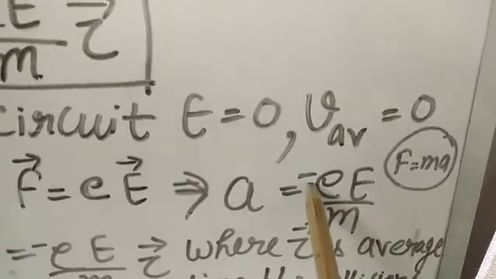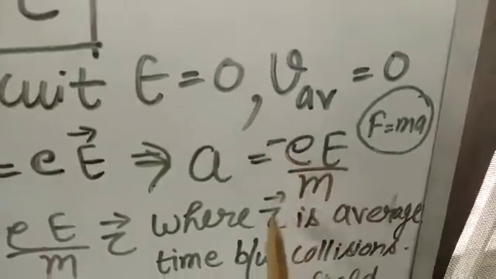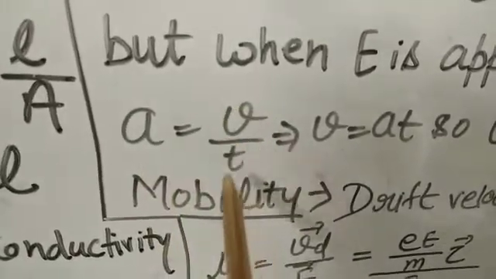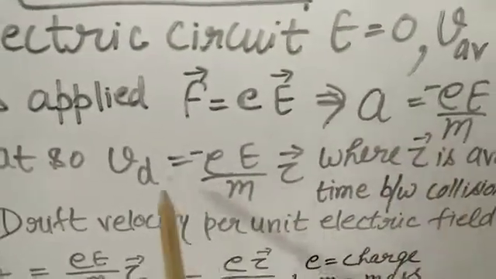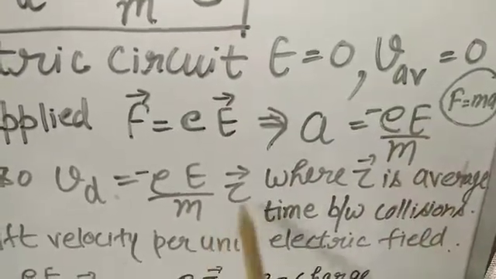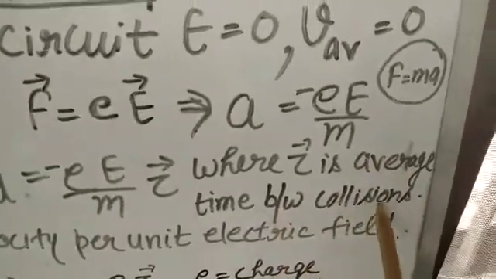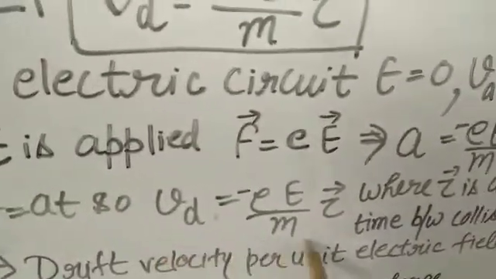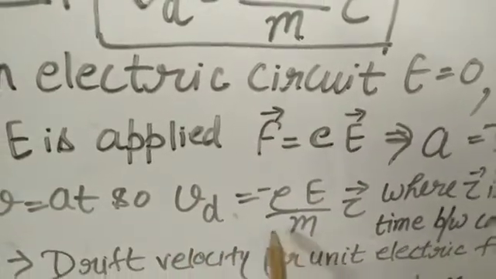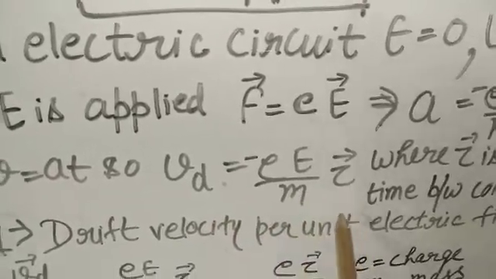Why am I putting minus e? Because the charge present on the electron is negative, so that's why I am putting the minus sign. We know acceleration is the rate of change of velocity, so velocity is equal to acceleration into time. Then the drift velocity becomes minus eE upon m into tau. This tau is the average time between two collisions. So here we derived the drift velocity. That is a very important formula. Some numericals come, so you have to cram this formula: Vd is equal to minus eE upon m into tau.